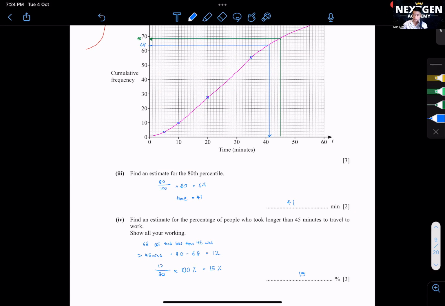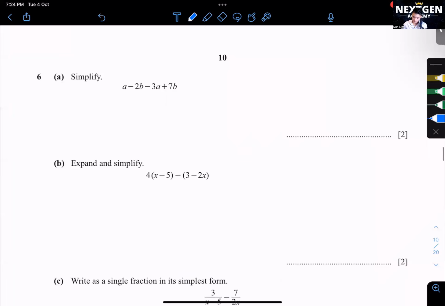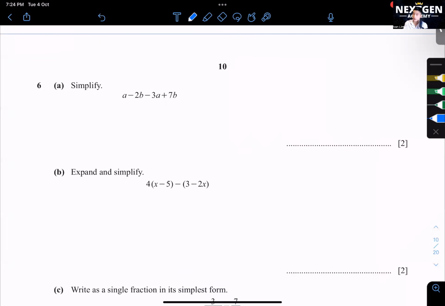Okay, we have to move faster because of time. Simplify: a minus 2b minus 3a plus 7b. This one, just minus it. You'll get a minus 3a, which is negative 2a, and plus 5b. Or 5b minus 2a, up to you.